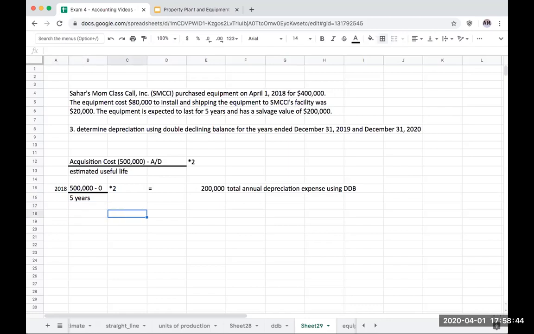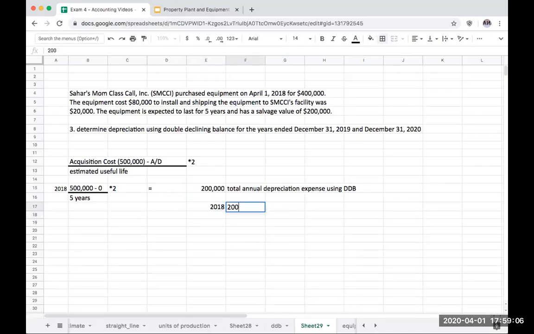Okay. However, when I'm in 2018, this is for a full year. For 2018 though, I only used the asset for 9 months. How did I get 9? April, May, June, July, August, September, October, November, December, for 9 months. So for 2018, this is going to be 200,000 times 9/12, or April 1st through December 31st, which is going to give me $150,000. So I'm going to be taking in the first year $150,000 worth of depreciation.